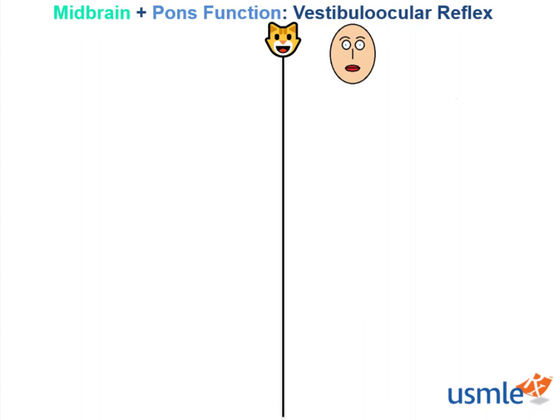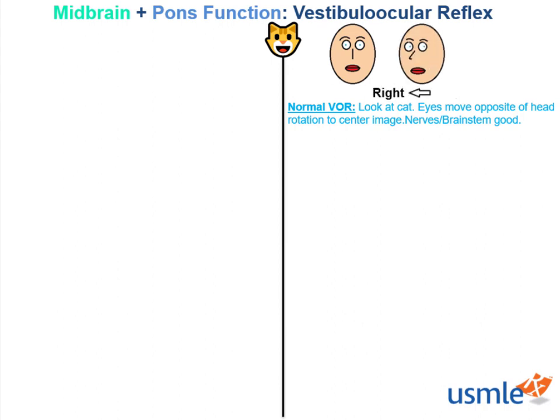Here is a diagram of what your eyes were doing as you kept that cat in the center of your vision. To continually center an image, the eyes move in the opposite direction of where the head moves. If the person looks to the right, see how their eyes go left. If the person looks left, their eyes go to the right, as you can see.